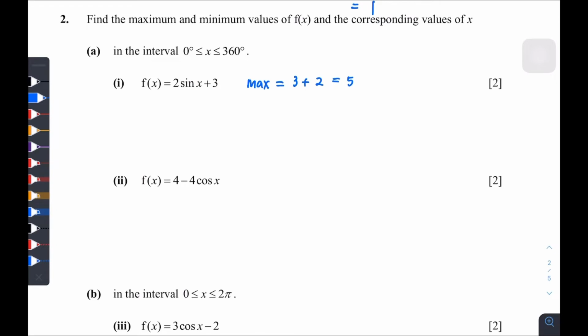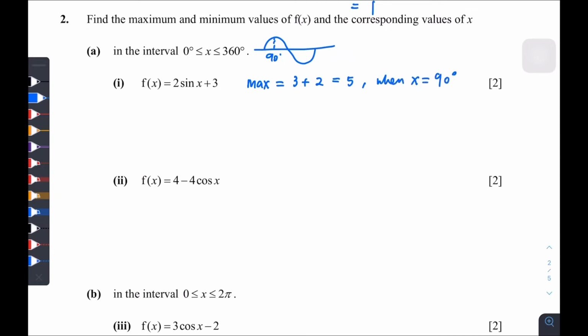Technically, you can solve the whole thing: when 2 sin x plus 3 equals 5, 2 sin x is equal to 2, sin x is equal to 1, so x is equal to 90 degrees. But you can also just think of the normal sine graph. When is it going to be maximum? The maximum is at 90 degrees. So you can straight away state that x equals 90 degrees.